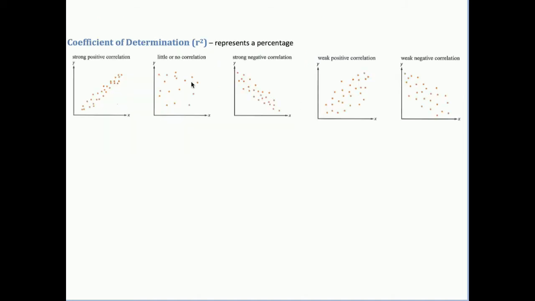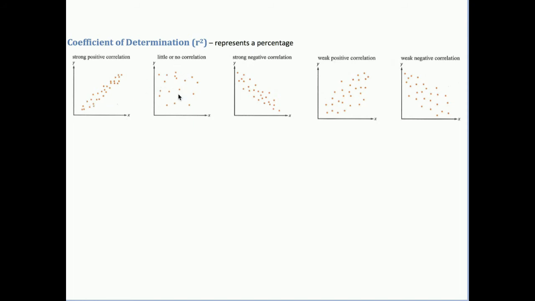Coefficient of determination, you also can take that r and square it, which will make it all positive, and this represents a percentage. So again, you're trying to get close to 1 to have a high, strong correlation. So let's take a look at these. This is a strong positive. It's strong because they're clustered together. Positive because it's going up from left to right.